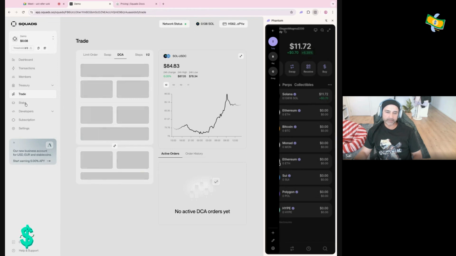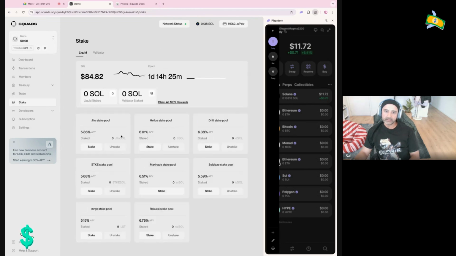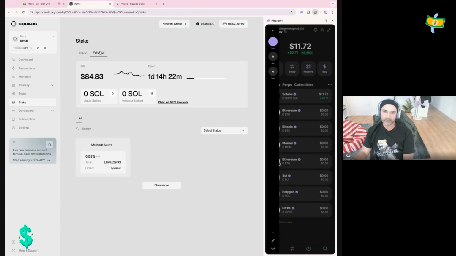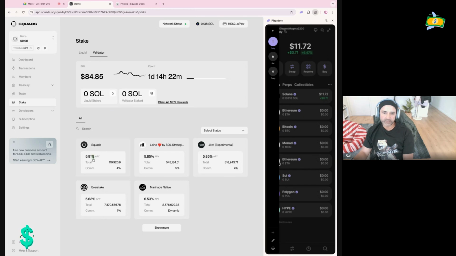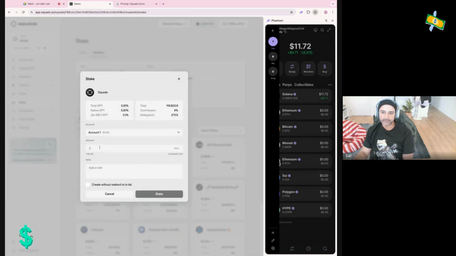So here is the trade again. Here is the staking. As I mentioned earlier, before Nissan joined, you can use staking on here, and it also gives you a discount on your fees. So if you stake, I think it's 100 or more Solana with the Squads validator, your fees are waived up to a certain amount per month. Okay. So here we are. They give you 5.9 APY on Squads, and they charge a 4% commission. So it's not bad.